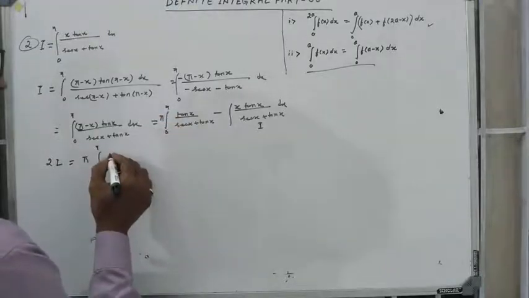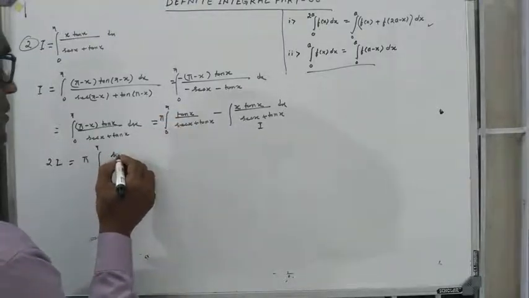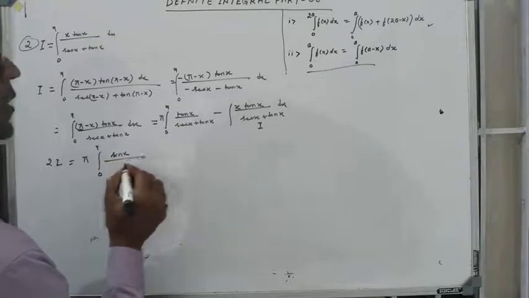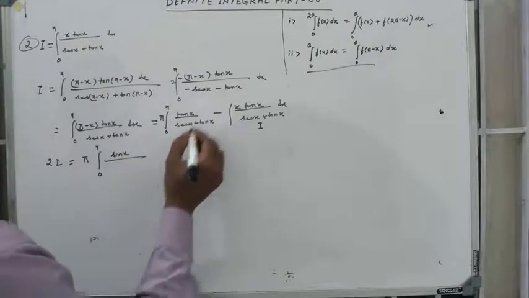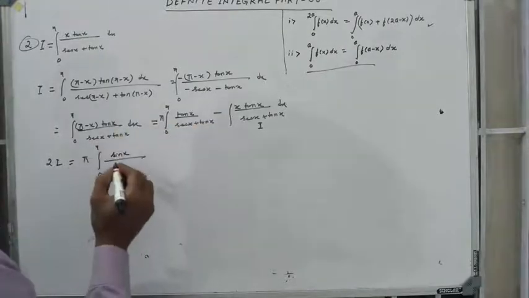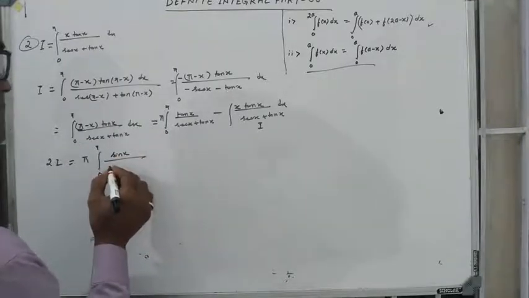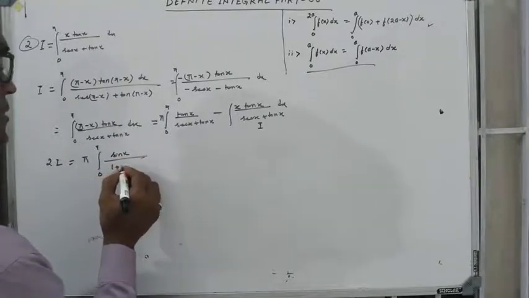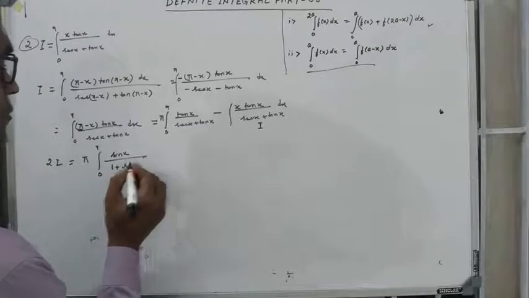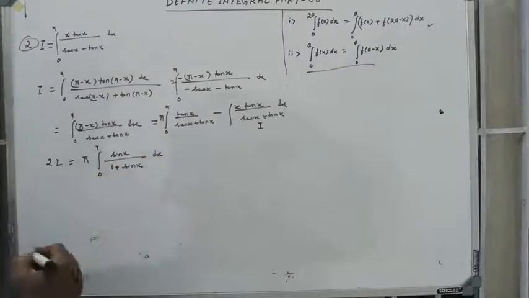You change this into sine and cos form. So numerator sin x by cos x, and in denominator 1 by cos x plus sin x by cos x. So cos x will cancel and denominator will be 1 plus sin x, dx.